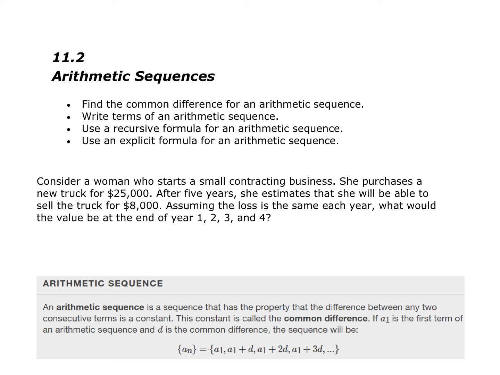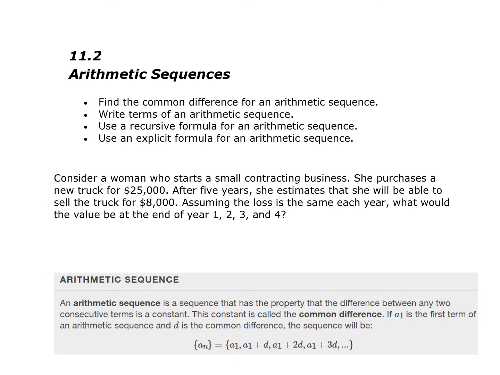Hello and welcome. In this video, we're going to look at arithmetic sequences. In particular, we're going to find the common difference. We're going to write out the terms of an arithmetic sequence if we're given the closed or explicit sequence. We're going to find a recursive formula for an arithmetic sequence, and then we're going to use the explicit formula for an arithmetic sequence, or closed formula.